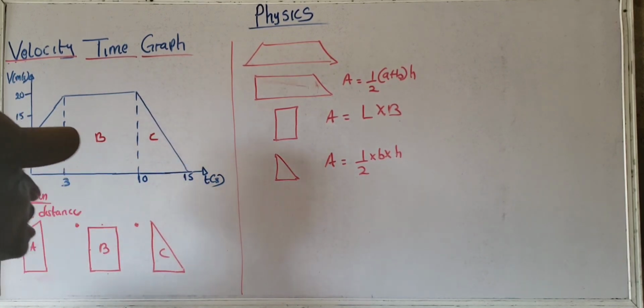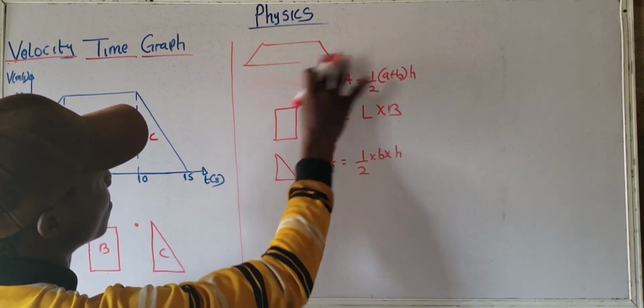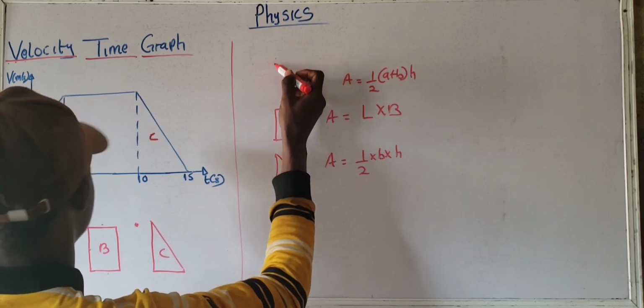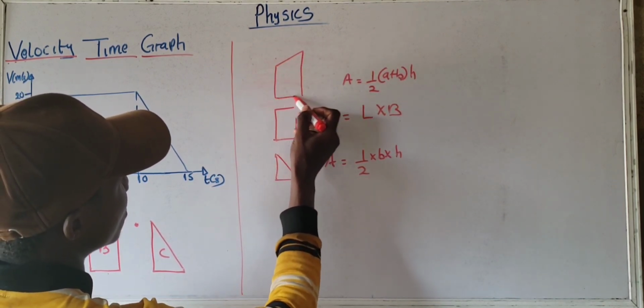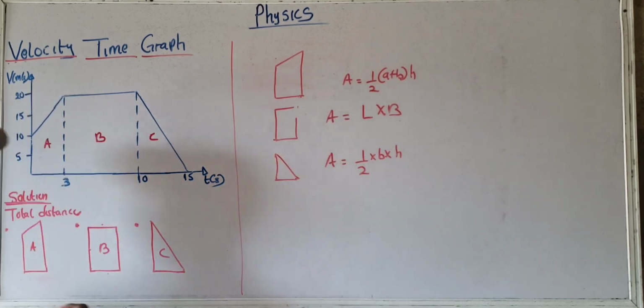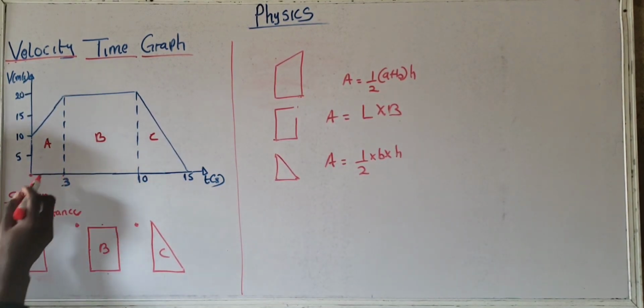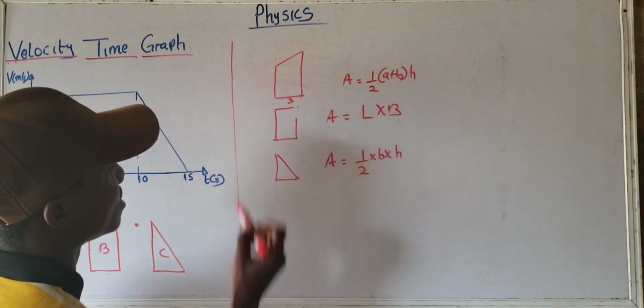Okay, for the sake of clarity, let me redraw the trapezium as we have in the diagram. This is how we have it in the diagram. We have it like this. Okay. Now, please pay attention. From this point to this point is what? 3. Okay. So I'm going to have 3. So here, the distance here is 3.